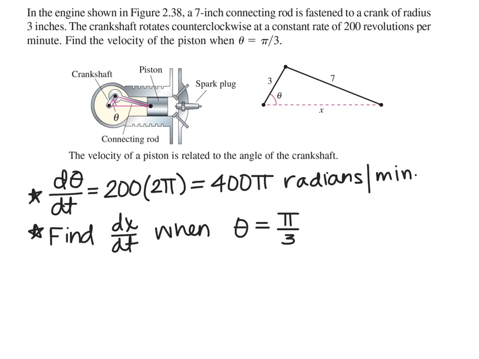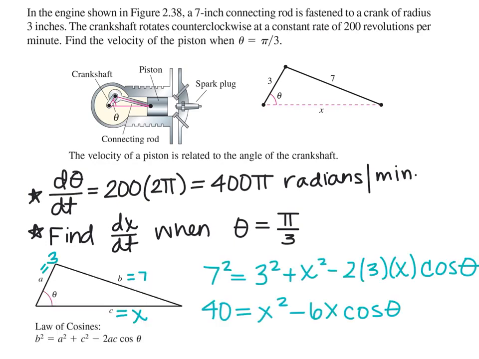I'm going to first start with d theta over dt, because it tells me that this thing is moving at a constant rate of 200 revolutions per minute. So that's 200 times the distance it goes around in a revolution. That's 2 pi, the circumference of a circle. So d theta over dt is going to be 400 pi radians per minute. And I'm looking for dx over dt because I'm looking for the velocity of the piston. So that's going to be the change in x here when theta is equal to pi over 3.